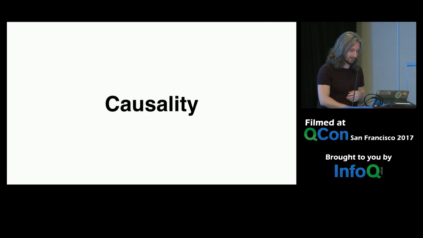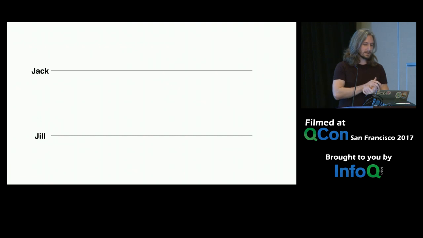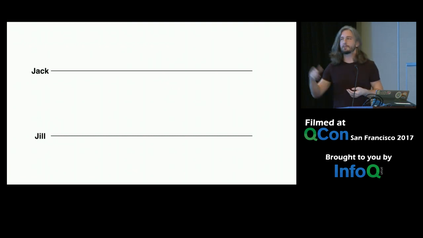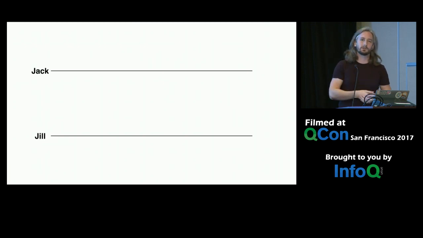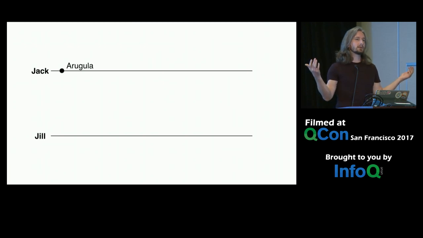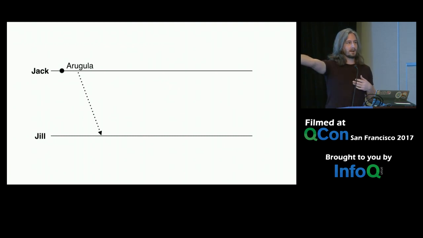So let's look at an example of this. Let's say we have two actors here. We have Jack and we have Jill. Jack and Jill are just trying to decide what they're going to eat for lunch. Jack suggests, let's have arugula. Jack then says, okay, arugula, and tells Jill, I have decided upon arugula.